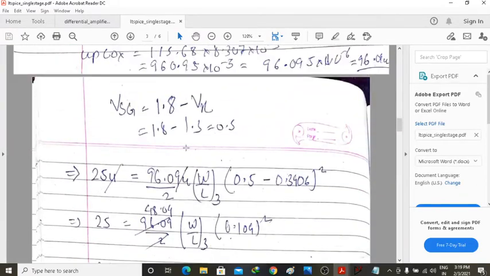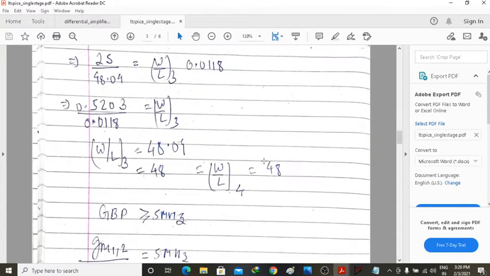Once you perform the calculation, you put I3 equal to 25 microamperes. You put all the values. One unknown you have is W by L3, and VSG minus VT, where VTP is minus 0.3906, which we got from the library file. So ultimately the aspect ratio for M3 comes out to be 48.